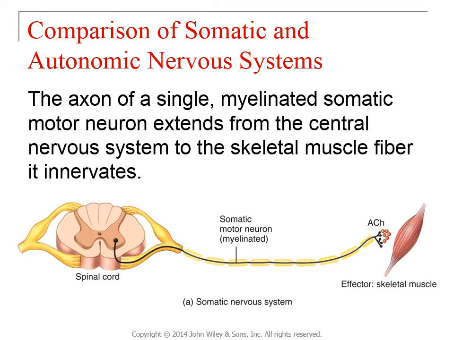In a couple seconds, you'll see how the autonomic nervous system is going to have a couple different scenarios, usually going to be a two-nerve system. So the main difference here, again, the somatic nervous system is going to be a single nerve system, single nerve synapse to the effector, and it's only going to be with the skeletal muscle, and acetylcholine will be the only transmitter that we'll be using.